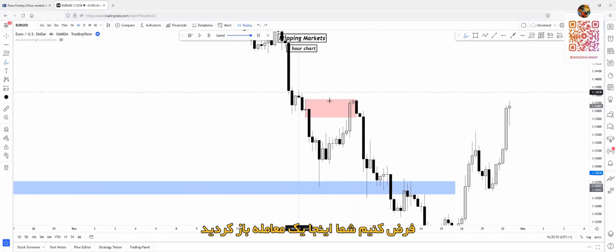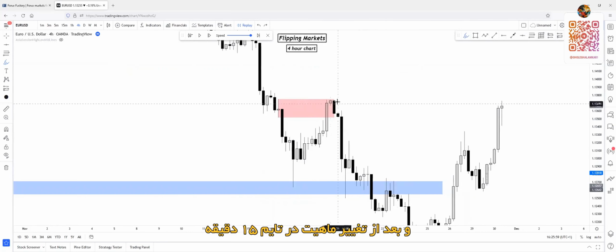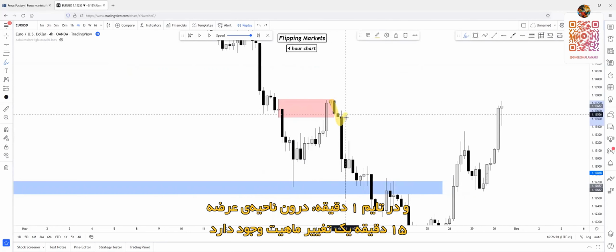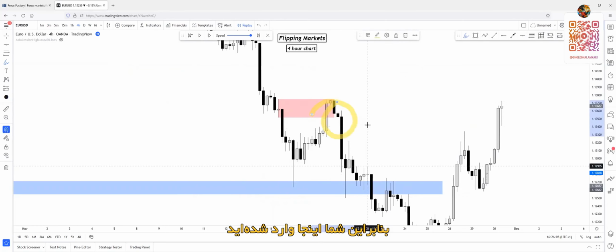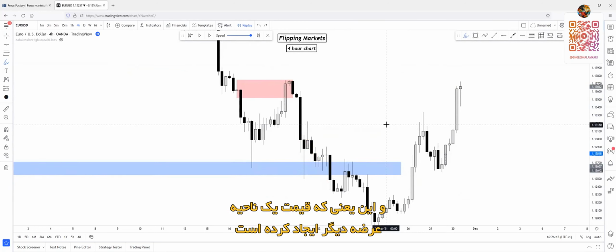Okay, so let's say you open the trade here because there was a 15-minute change of character inside of this 4-hour supply zone, and after the 15-minute change of character, there was a 1-minute change of character inside of that 15-minute supply zone. So you entered here, it pushed the price to the downside, created inversion movement here, broke structure here. So it means price created another supply zone.